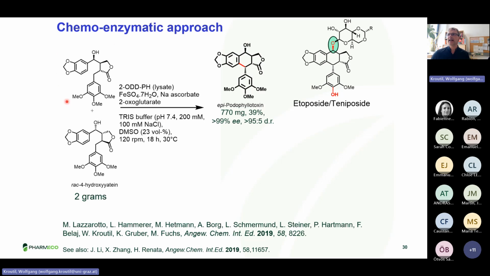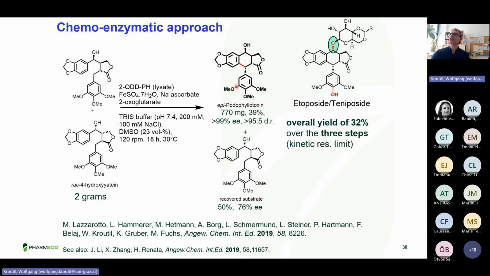And well, I would not have it on the slide, obviously, that it enantioselectively transformed the one enantiomer we wanted, making epipodophyllotoxin. We could isolate that with 770 milligrams, which corresponds to close to 40%, but in optically pure form, could recover the other substrate. So we could get here to this precursor because, well, it has already the correct absolute configuration.